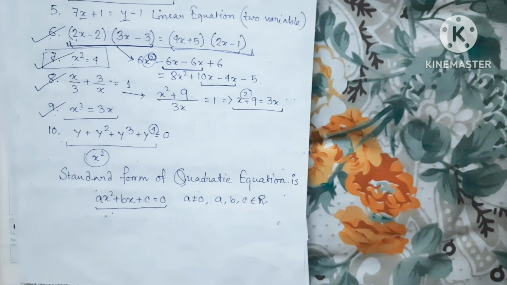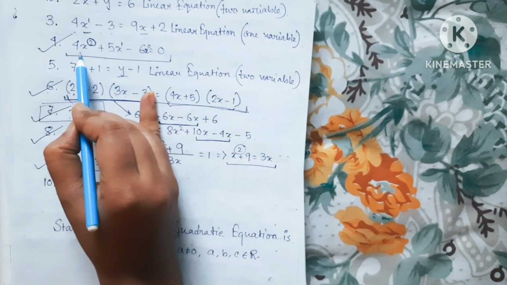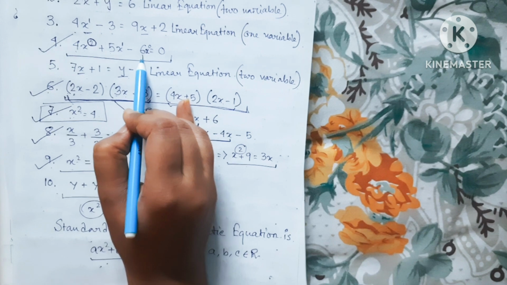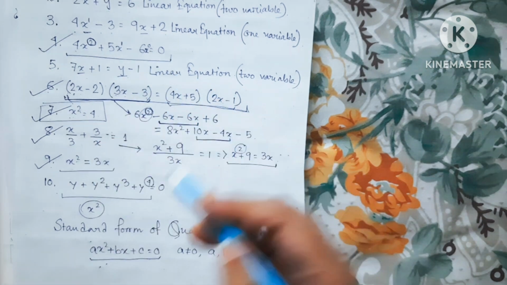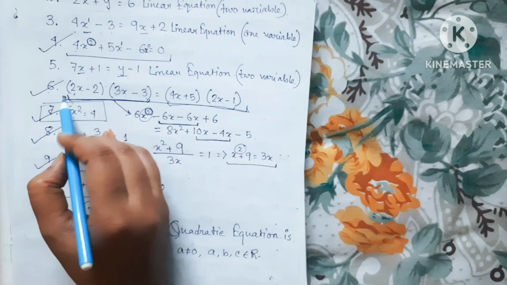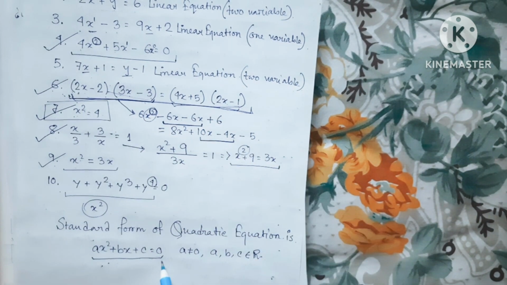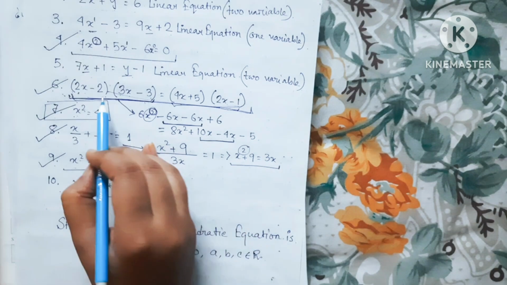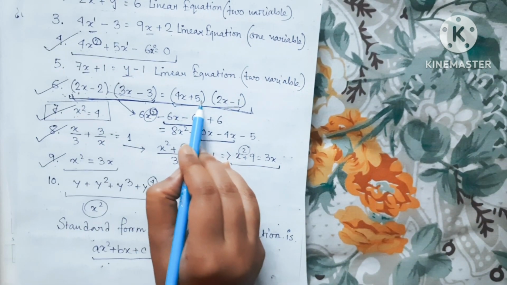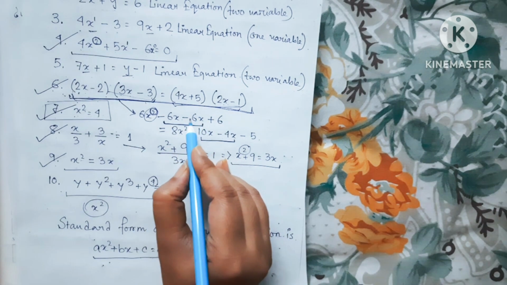Now see, in case of this one, a equal to 4, b equal to 5 and c equal to minus 6, according to this standard form. Now here you have to reduce this form to this form. Here it is given as a product of two terms in left hand side and product of two terms in right hand side. You have to reduce it.